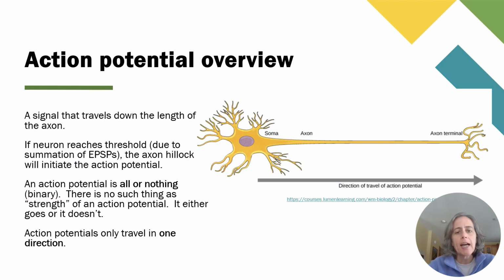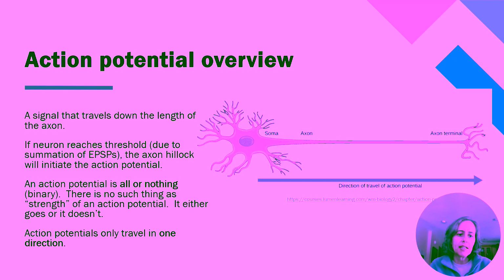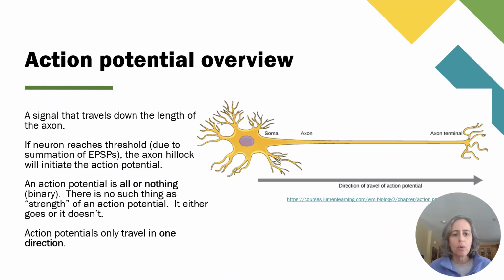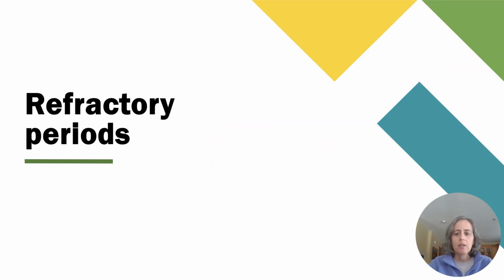So this is just that action potential overview slide that you saw before. Again, we're moving from the axon hillock down toward the axon terminals due to summation of EPSPs and IPSPs that get sufficient to depolarize the cell to negative 55 millivolts, or threshold. And then it's an all or nothing thing, and it only goes in one direction, from the axon hillock to the axon terminals. So the first thing we're going to talk about is refractory periods.